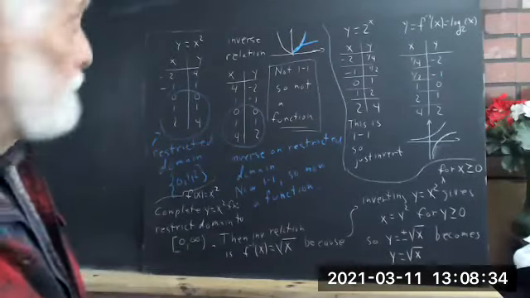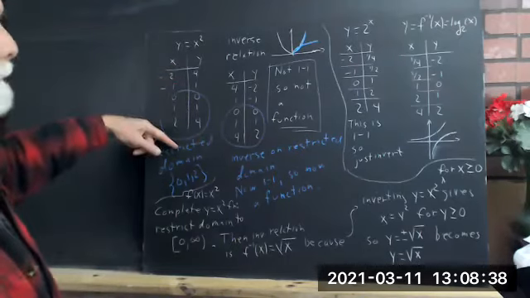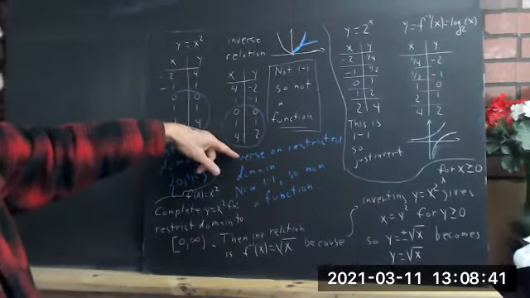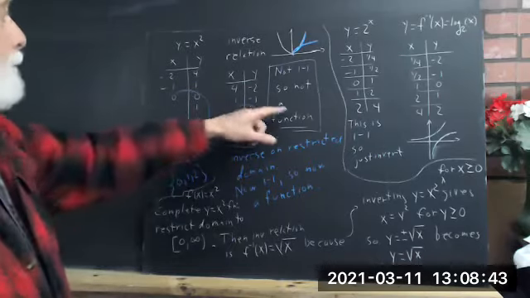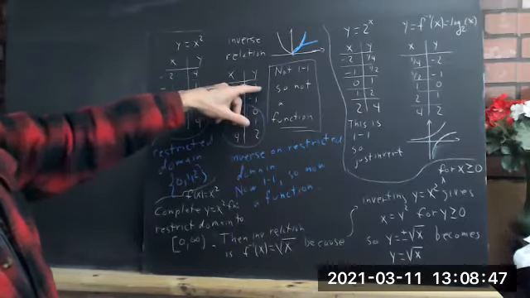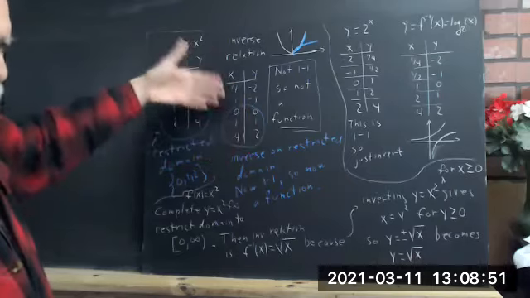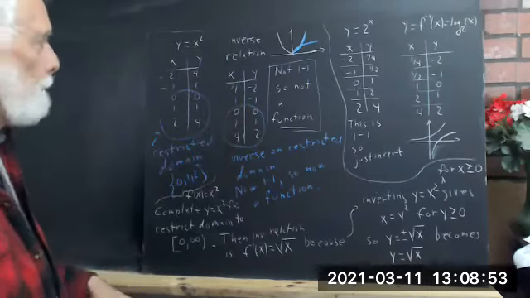Going over this very quickly, it's worth seeing again. Take the y equals x squared table and invert it to get the inverse relation. It's not a function because it's not one-to-one. X equals 4 gives you -2 here, but it gives you 2 here. You don't have just one answer for what happens when x equals 4.